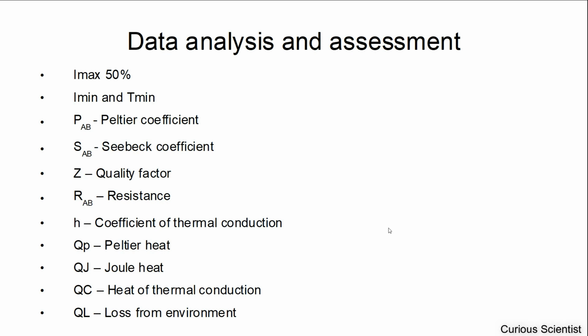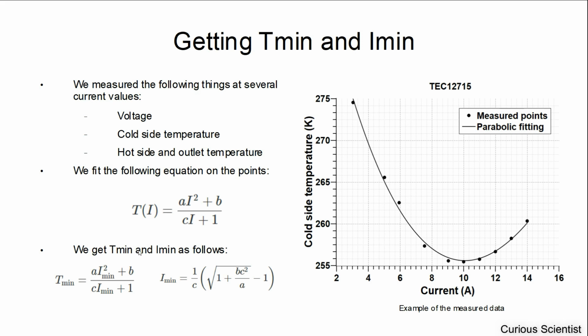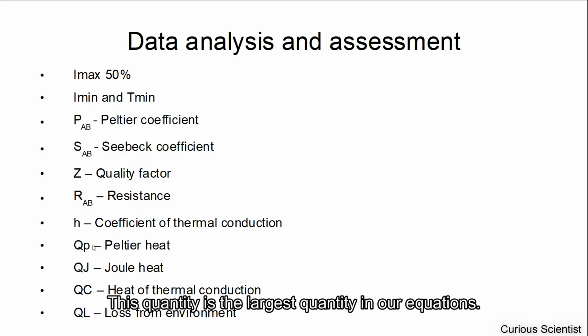That will be interesting, I will explain, because we need to know what the thermal conduction is between the hot and cold side of the Peltier. Then we have different heat quantities. We have the Peltier heat, which is the most important, and I think they put this number on the data sheet as the QC, the cooling power.